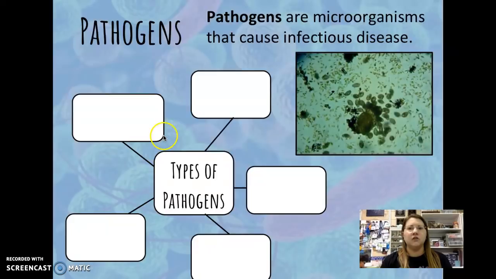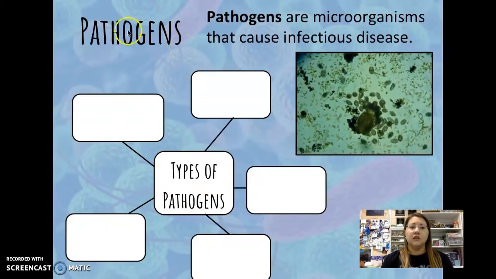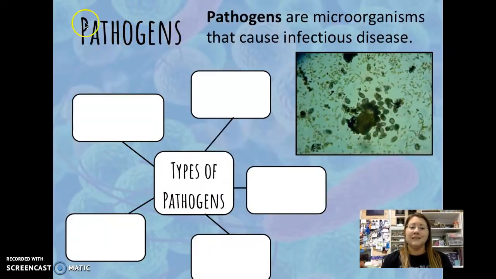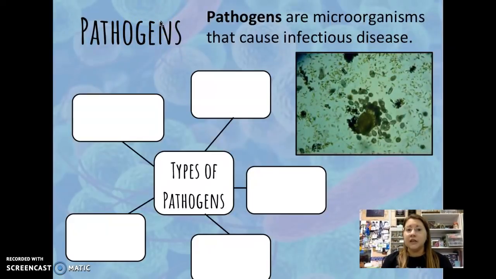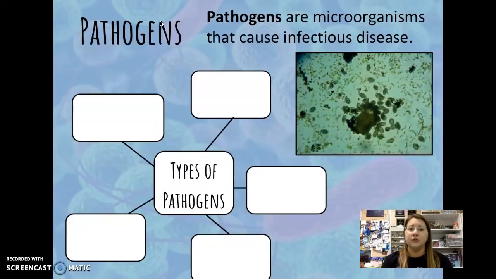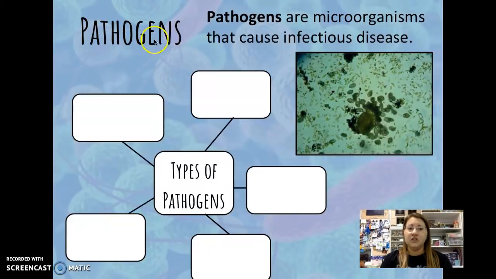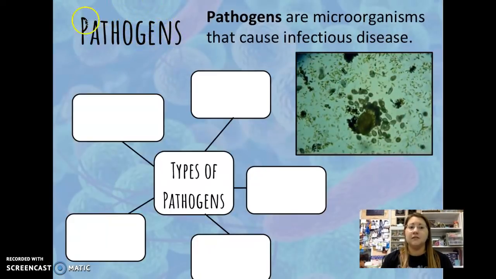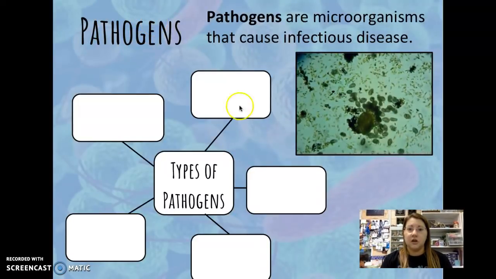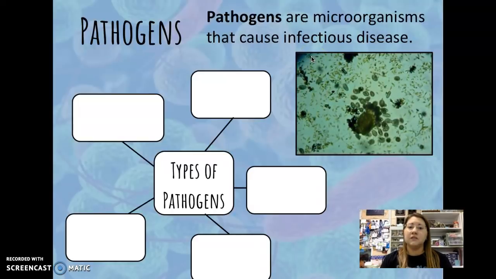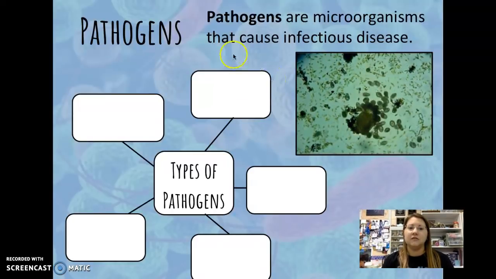Pathogens is the first term that we're going to be looking at here. Patho refers to disease, and we know that gen means origin, or causing, producing. So literally, pathogens produce, they cause disease. Just remember to use your stems when you see this word in the future. Pathogens are microorganisms that cause infectious disease of some kind.